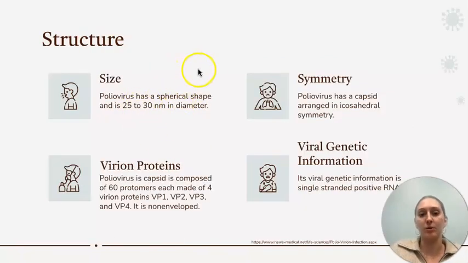So a little bit on the structure. Poliovirus has a spherical shape and a 25 to 30 nanometer diameter. So a little bit about the symmetry. Poliovirus has a capsid arranged in icosahedral symmetry. And this capsid is composed of 60 protomers, each made of 4 virion proteins, VP1 through 4. So VP1 through 3 tend to compose the external structure, and VP4 is going to give a little bit more of that internal support. It is a non-envelope virus, and within the capsid is a single-stranded positive RNA.